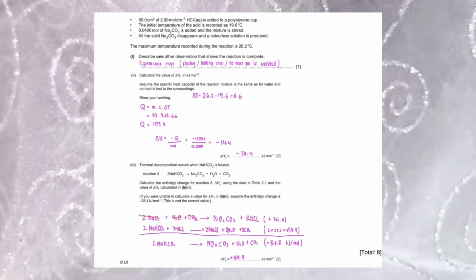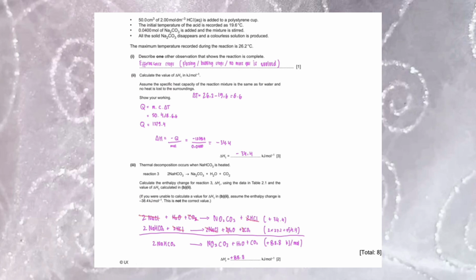B. The value of enthalpy change 1 is determined by experiment using the following method. 50 cm³ of 2 mol/dm³ HCl is added to a polystyrene cup. The initial temperature of the acid is recorded as 19.6 degrees Celsius. 0.0400 mol of Na2CO3 is added and the mixture is stirred. All the solid Na2CO3 reacts and a colorless solution is produced. The maximum temperature recorded during the reaction is 26.2 degrees Celsius.